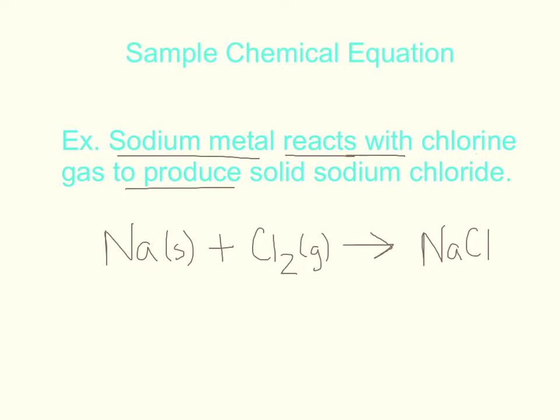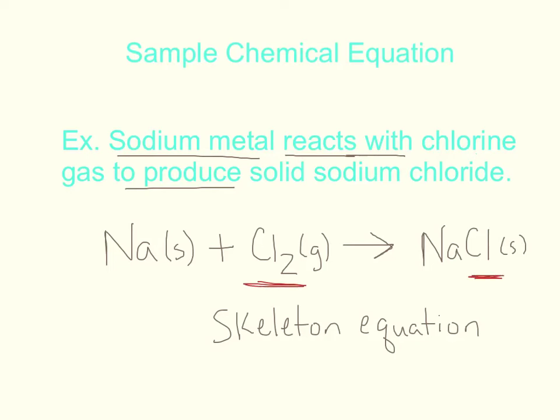These charges cancel out. And so it says it is a solid, so I'm going to write the (s) in parentheses there also. This is called, again, a skeleton equation. So I'm going to write that right here. Skeleton equation means that it is not necessarily balanced out, it just shows what the reaction is. If you'll notice, we have 2 chlorines on this side, and we only have 1 chlorine on this side over here. That may bother you right now, but we're going to take care of it later on.